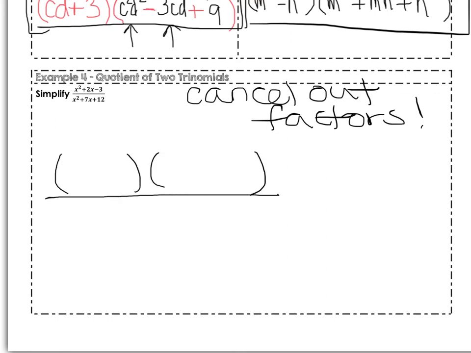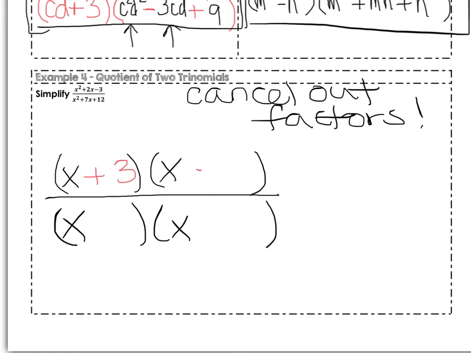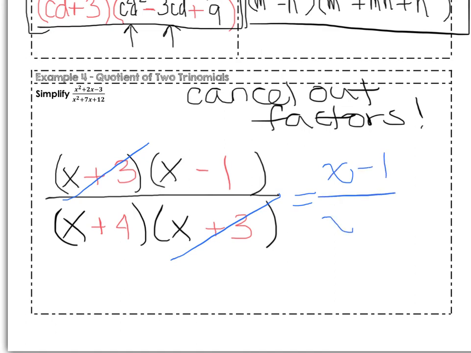And thankfully, my a is 1, so I'm going to give myself my x's on both of them, top and bottom. Looking at the top, I'm asking myself, what multiplies to be negative 3 and adds to be positive 2? Well, that would be positive 3 and negative 1. Now, on the bottom here, I'm asking myself, what multiplies to be positive 12 and adds to be positive 7? That would be a positive 4 and a positive 3. So notice that both in the top and the bottom of our quotient here, we have a common factor of x plus 3. So these are allowed to simply cancel each other out, leaving us with a simplified expression of x minus 1 over x plus 4.